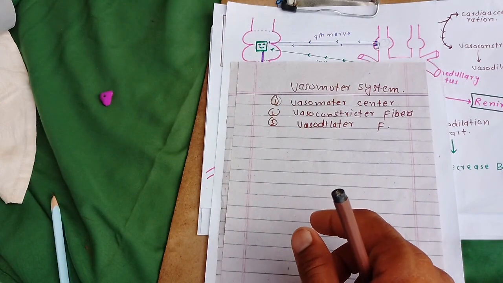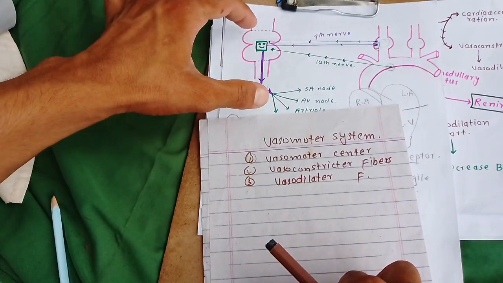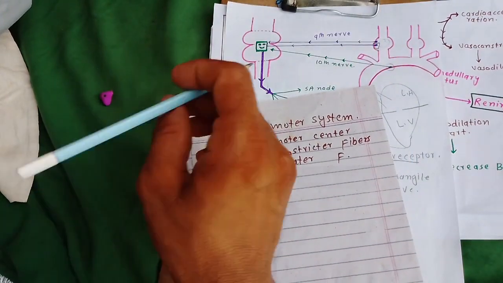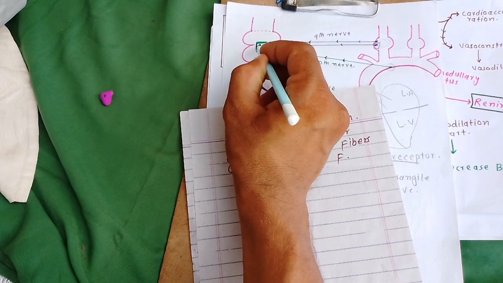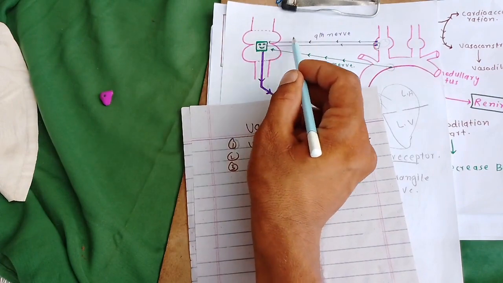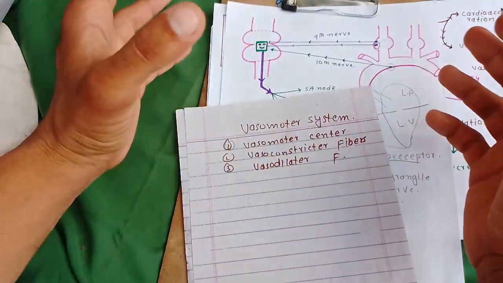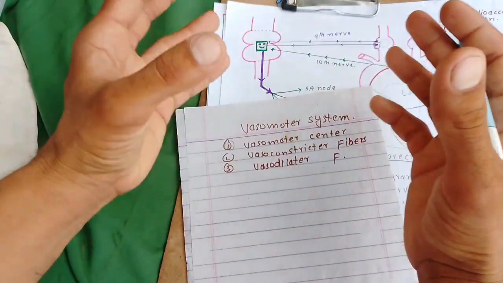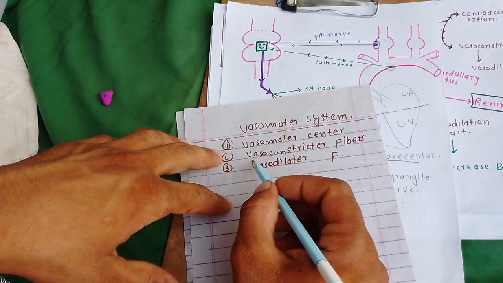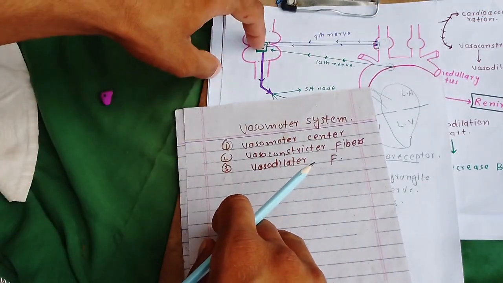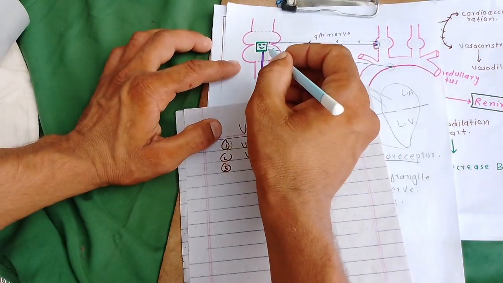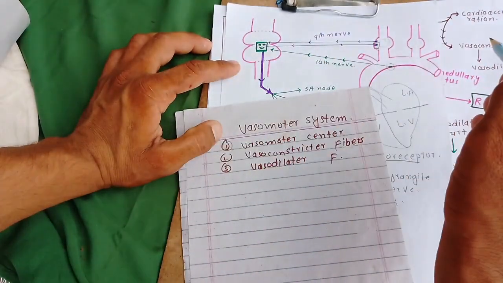What is the vasomotor center? The vasomotor center is a center present bilaterally in the medulla oblongata and the lower part of the pons. This is the pons, the lower part of the pons. This is called the vasomotor center. The fibers arising from it and distributed all over the body, over the blood vessels, veins, capillaries and arterioles, are called the vasoconstrictor and vasodilator fibers.